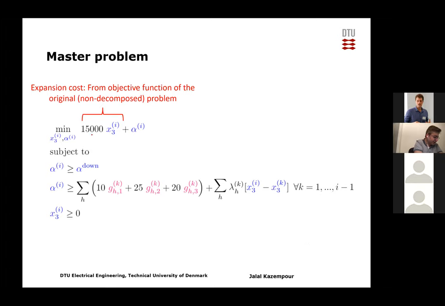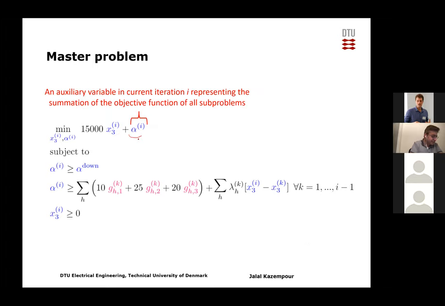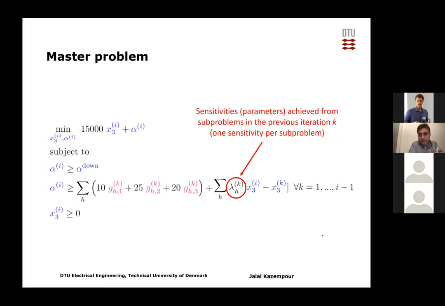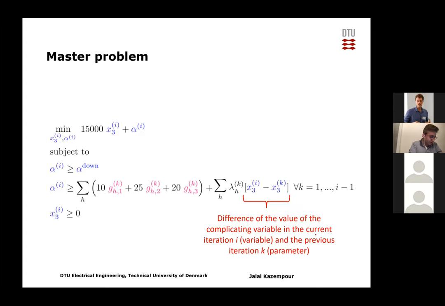So as I explained, this is the expansion cost. Lambda represents the summation of the objective function of all subproblems. So this term is given. It comes from the previous iteration k, and it's the sum of the objective function values of all subproblems. Lambda is a dual variable, or we can also call it sensitivity. It's one per hour or one per subproblem, and it's given. And this term is the difference of the value of the complicating variable in the current iteration, which is variable, and the previous iteration, which is a parameter.